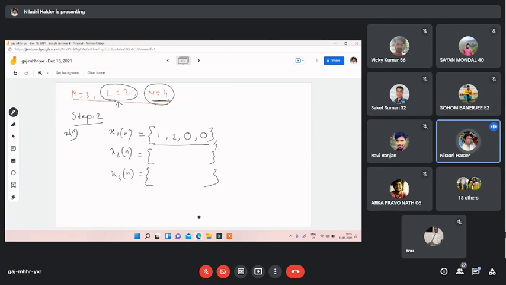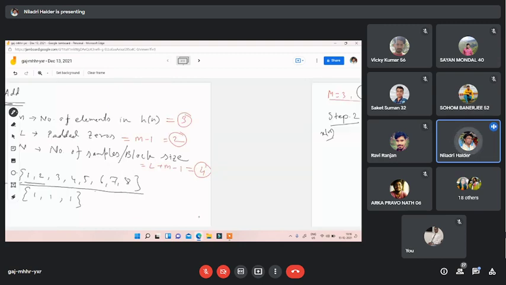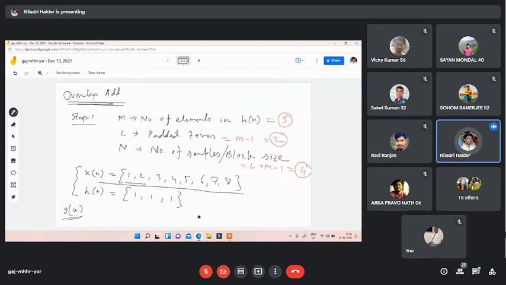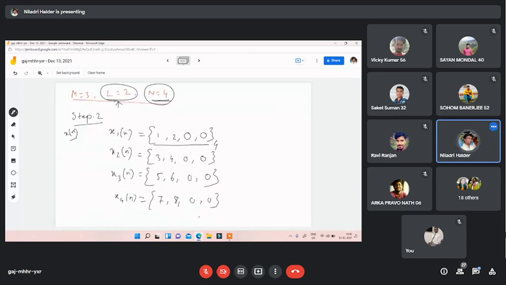Similarly, x2n is 3, 4, 0, 0, x3n is 5, 6, 0, 0, x4n is 7, 8, 0, 0. If there is a value 9, then you would write x5n as 9, 0, 0, 0. Okay, like that. So in that way, in the second step, we are splitting xn into different subsets. This is your step 2.